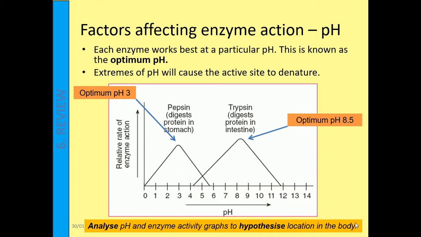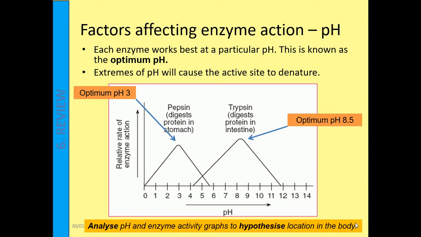Okay, let's have a look at analysing a graph of pH then. So this is looking at two enzymes. They're both protease enzymes. We've talked about them already, pepsin and trypsin. If we look at the pepsin line first, we can see that optimum level of activity, so the highest rate of activity, has an optimum pH of pH 3. Now in the stomach, we've got the hydrochloric acid, which is pH 2. So that's why pepsin is found in the stomach. It works really well in those acidic conditions.